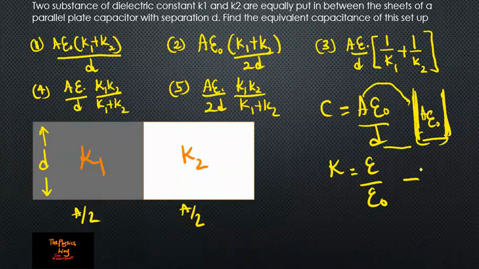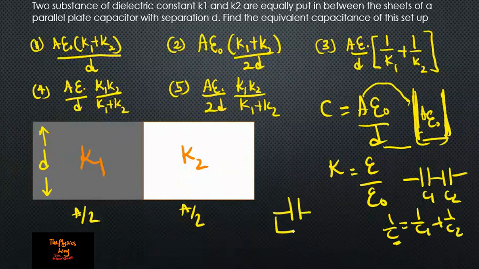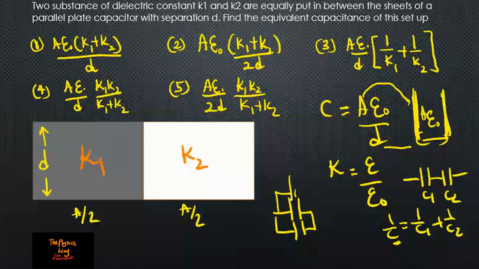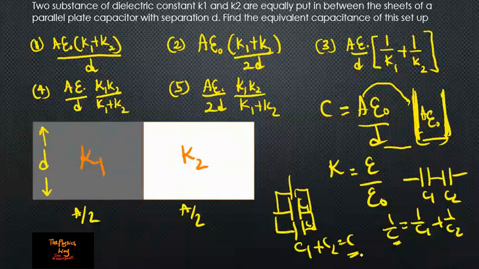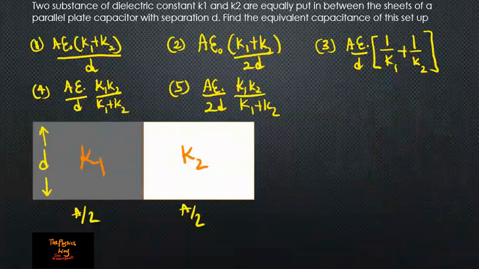When capacitors are connected in series, we add them: 1 over C1 plus 1 over C2 equals 1 over C, the equivalent capacitance. And if these two are in parallel in this way, C1 and C2, we can directly add them, so C1 plus C2 equals the equivalent capacitance. Right, now with these equations, let's get into the question.